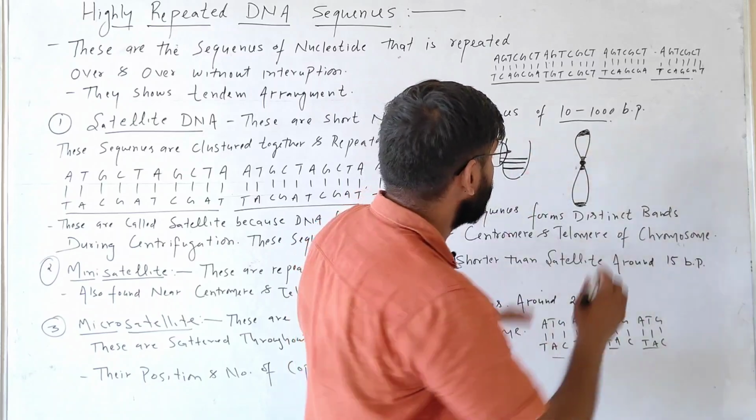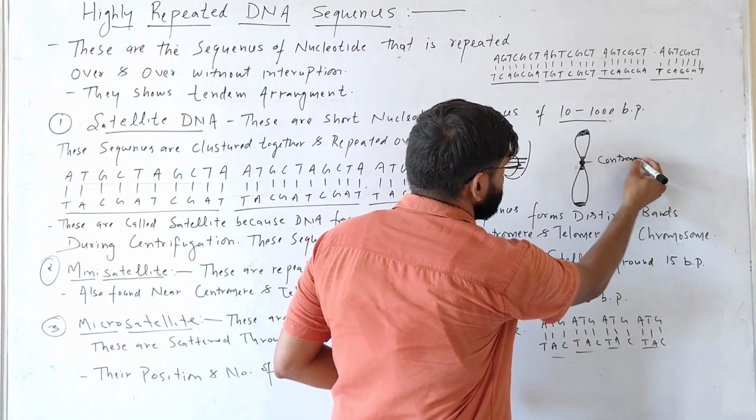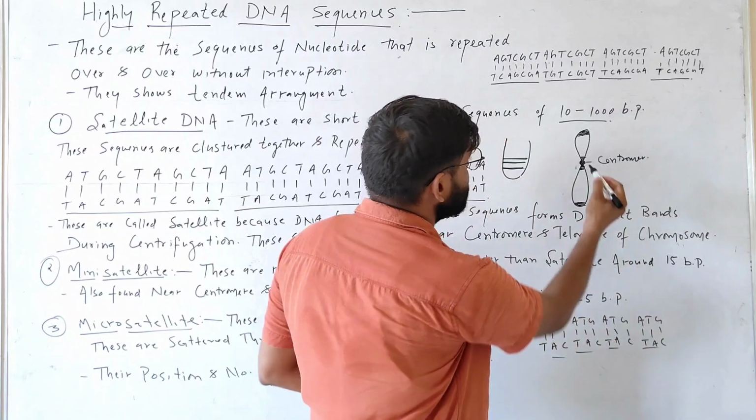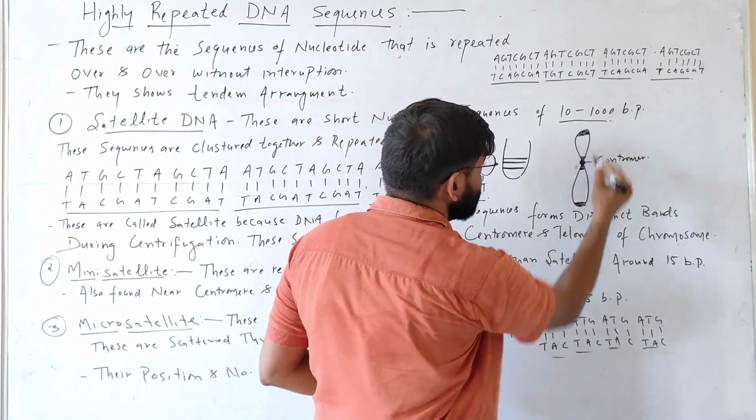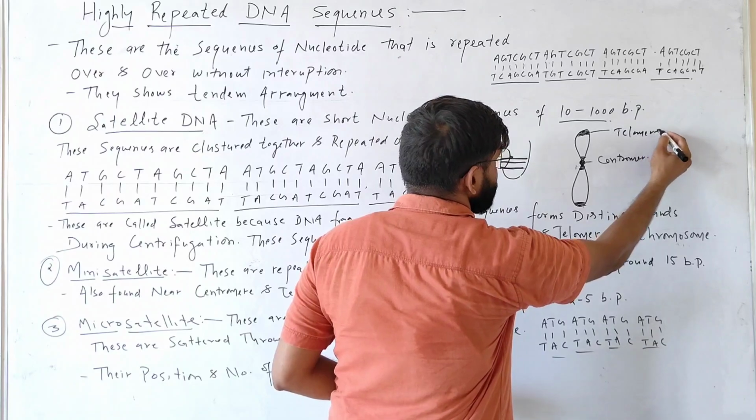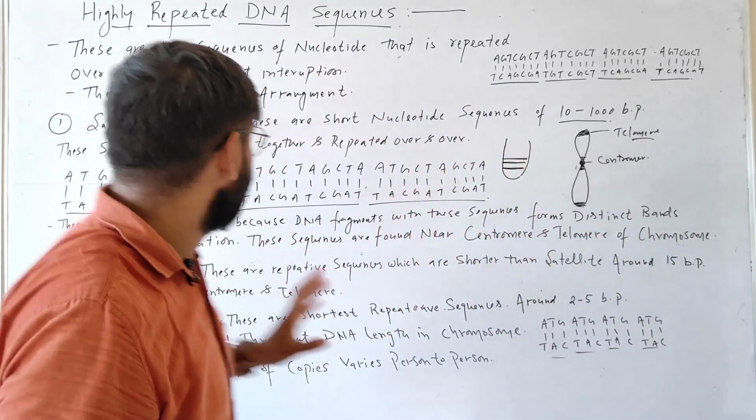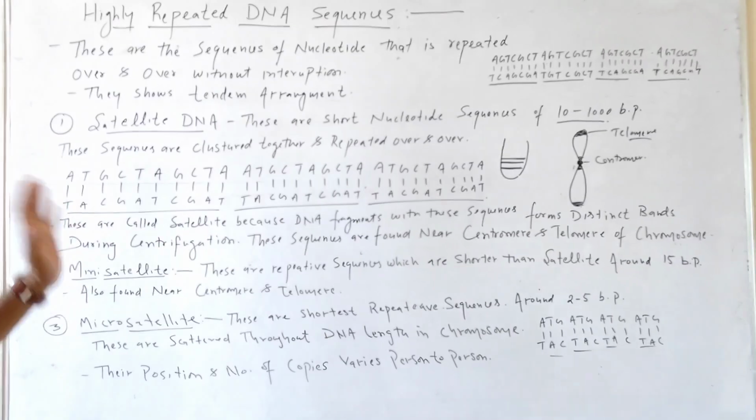So this is the chromosome. We know that this part is the centromere. So these sequences are present around the centromere, and this end of the chromosome is the telomere. So these sequences are found near the centromere and telomere. These are called satellite DNA.